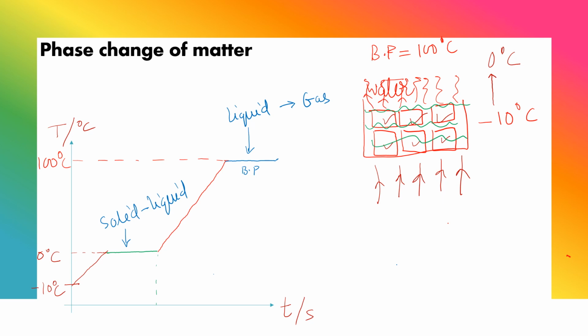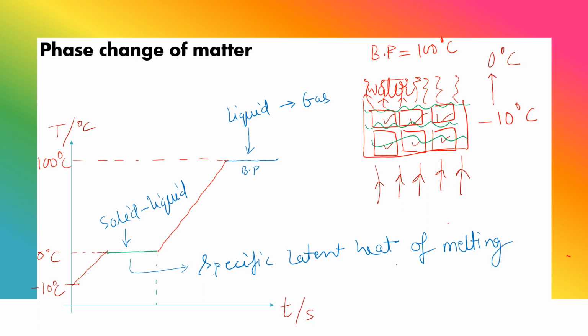Now the energy supplied during the phase change per unit mass of substance is called the specific latent heat of, and I will add one more word here, specific latent heat of melting, because the ice is melting.